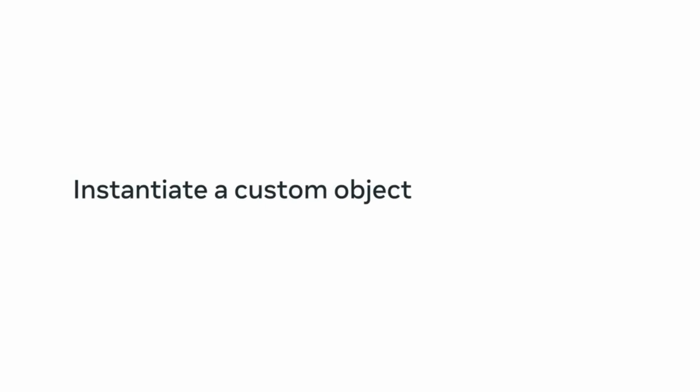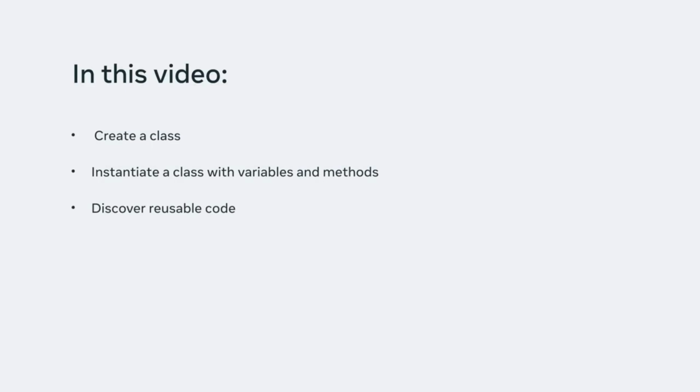Code reusability is the use of existing code to build new software. Reusability is a core programming concept. By the end of this video, you'll not only be able to create a class and instantiate it with variables and methods, but you'll also discover how referencing the same variables and methods in separate instances can produce different outcomes, meaning that the code is reusable.